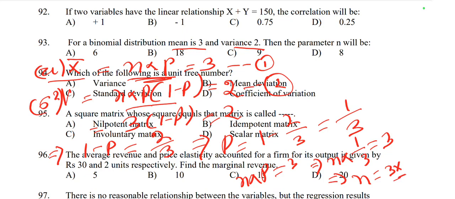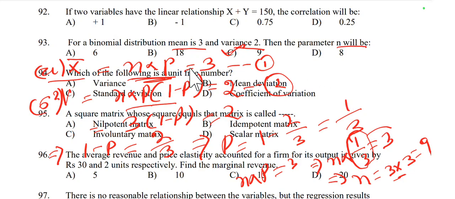3 into here it is 1 by 3. If we send it to the right side, it will be only 3. So n is equal to 3 into 3, that is 3 into 3 is equal to 9. So the parameter n here, n is 9, so the correct answer is 9, option C. The parameter n will be 9.